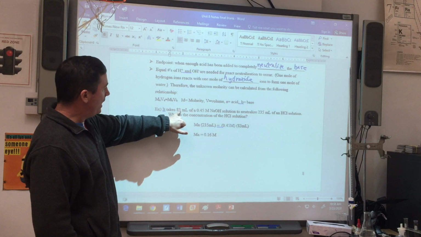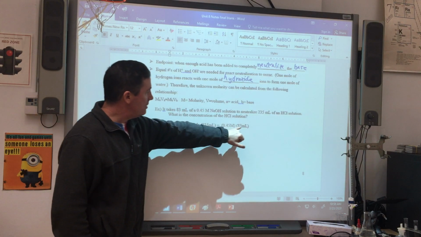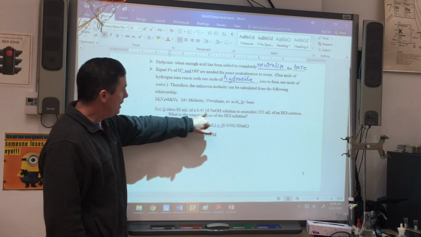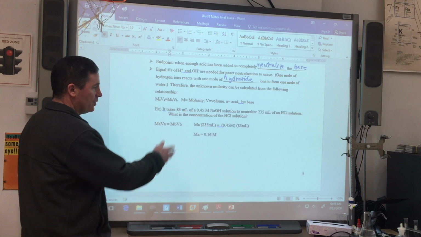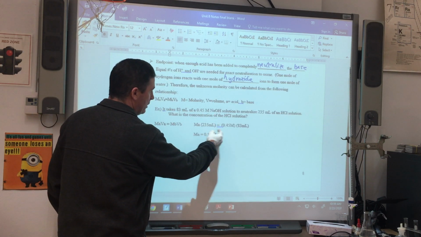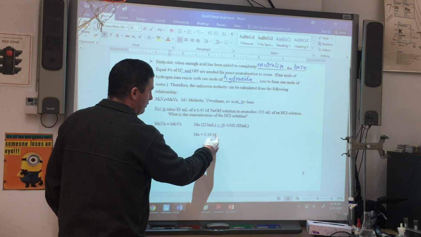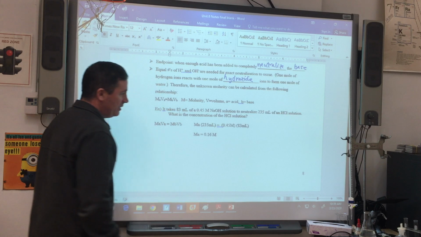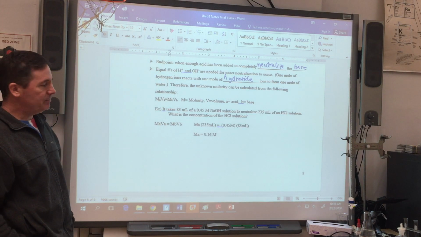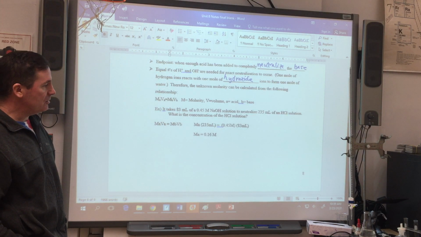And it takes 83 milliliters to neutralize it. That's the volume of the base. And the molarity of the base is 0.45. So once you punch all those in, the milliliters will cross out, and then 0.45 will be over those two, and you get an answer of 0.16 molarity. Okay, that's moles per liter, just to remind you.